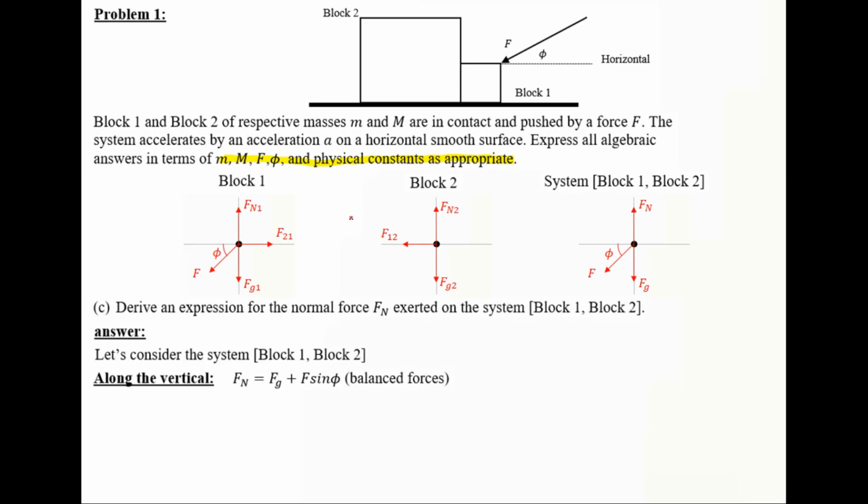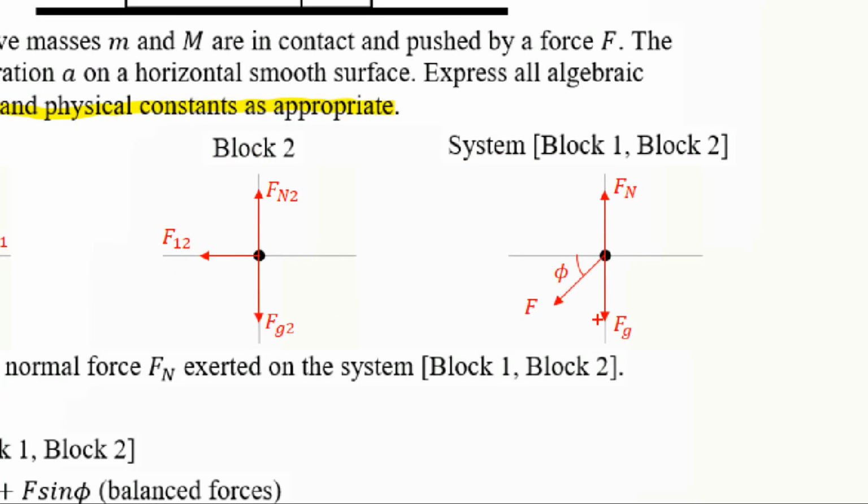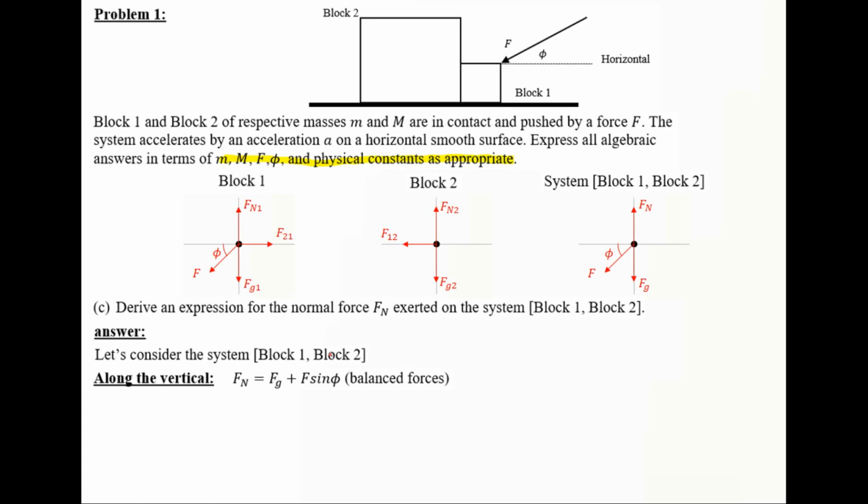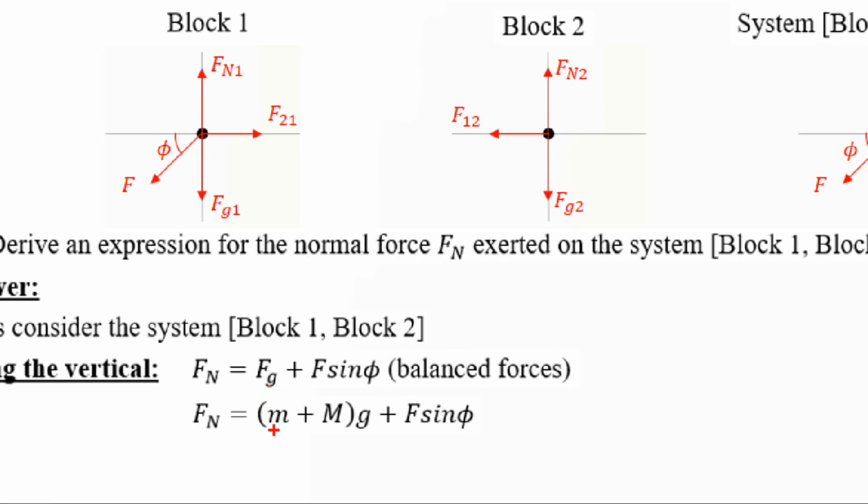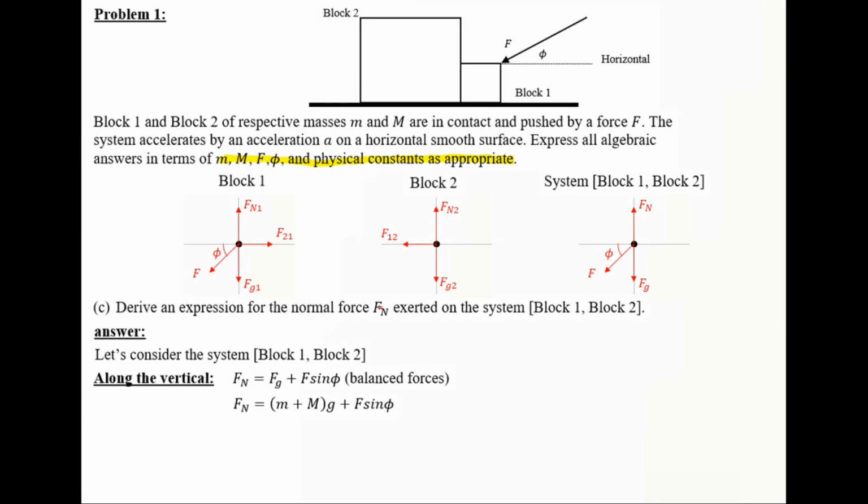Now getting back to part C, along the vertical we have the normal push which is up, balanced by the pull of gravity down and F sine phi. We are interested in the normal push, so the pull of gravity would be replaced by the total mass of the system, m plus M, multiplied by g, plus F sine phi, and that would be the final answer because it's expressed in terms of m, M, F, phi and physical constants as appropriate.